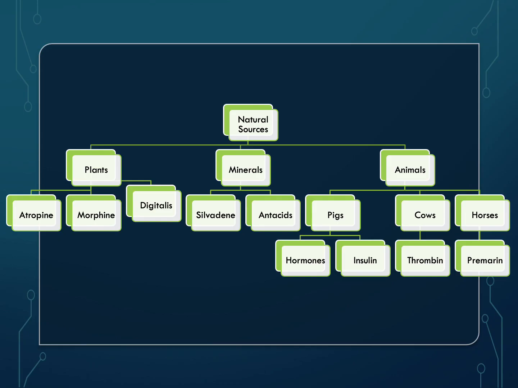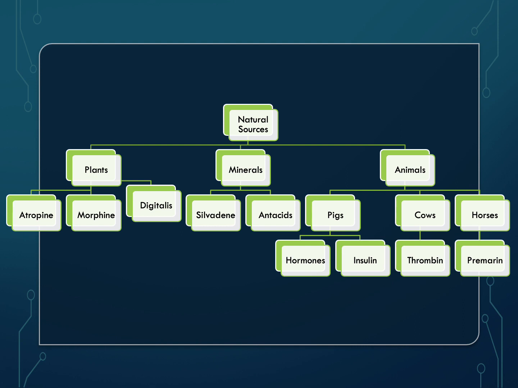So take a look at this amazing chart that I made you to show you the three main natural sources. So that would be plants, minerals, and animals. And we're going to talk about each of those. Now, plants are one of the natural drug sources, and at one time they were probably one of the only types of natural drug sources, but they've become less and less common in the surgical arena.